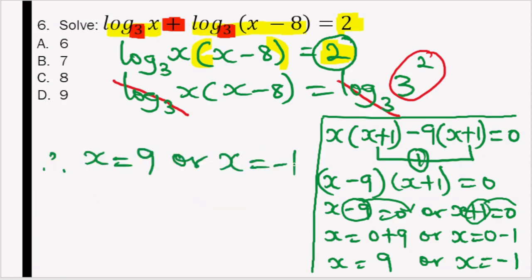So from the options, we have 9. That means we are going to be working with the positive answer. So the positive answer here is 9. So from the options, the answer is D.